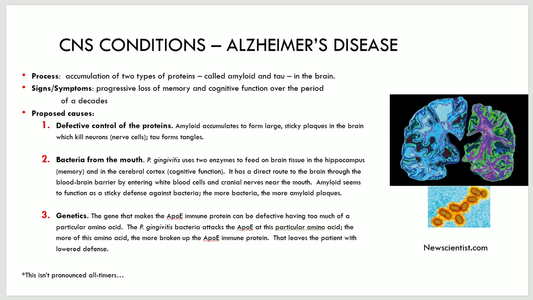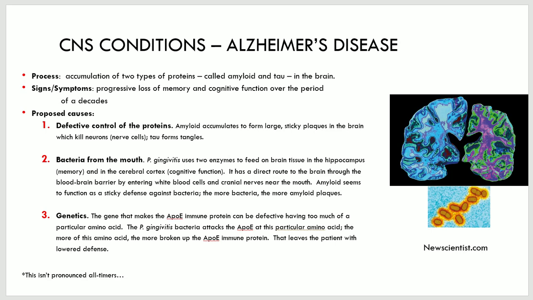And then the third one, genetics. Some families it runs through. Genes can make an immune protein. That one's called ApoE. And it can be defective. Has too many of a particular amino acid that we won't get into. And then that bacteria, the P. gingivalis, attacks that immune protein ApoE at the amino acid. The more amino acid, the more broken up the immune protein. And then the patient has a lower defense against this.